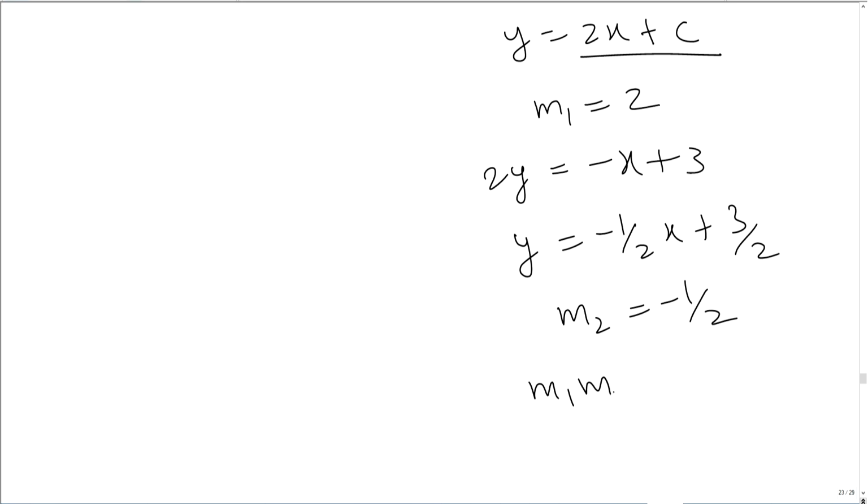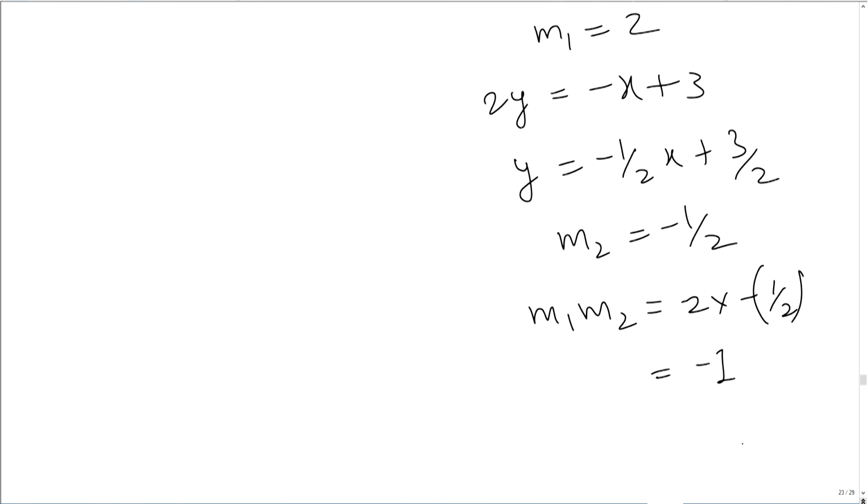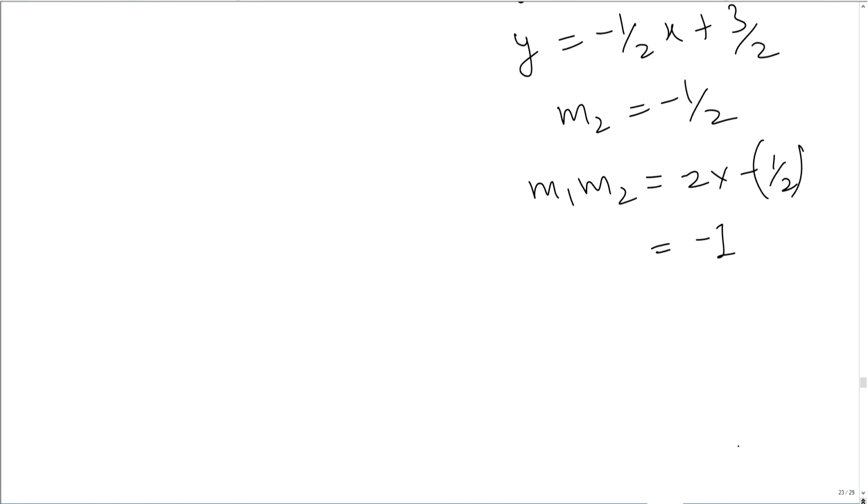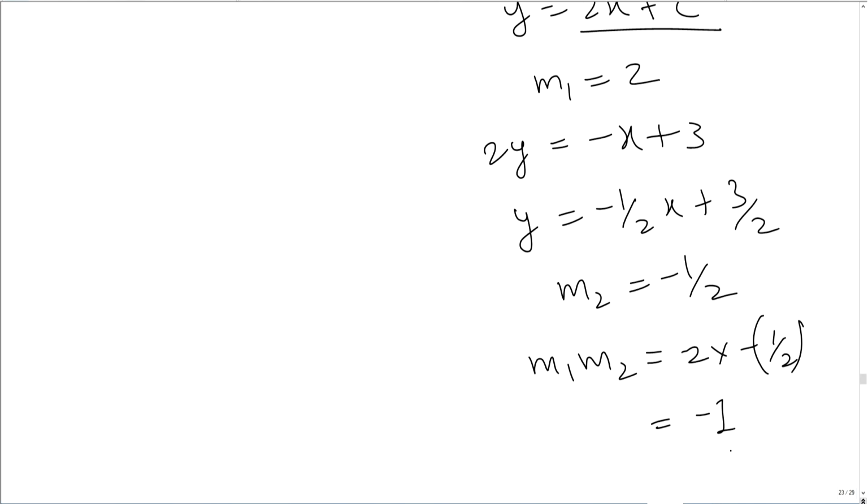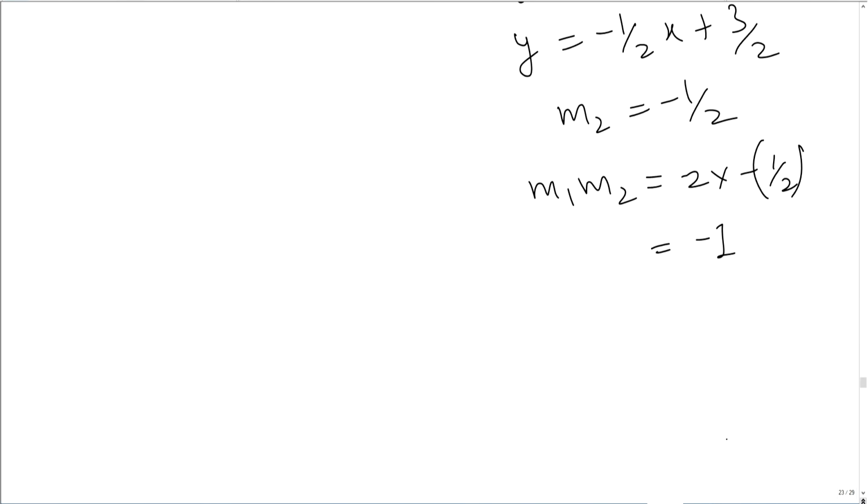So what is m1 into m2? It is 2 into minus 1 by 2, so that is minus 1. So yes, these two lines are perpendicular to each other. At what point do they cut each other? For that you need to solve these equations.